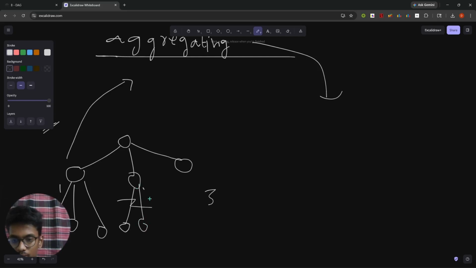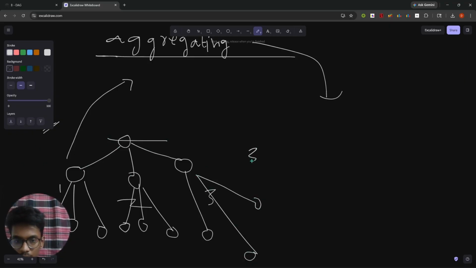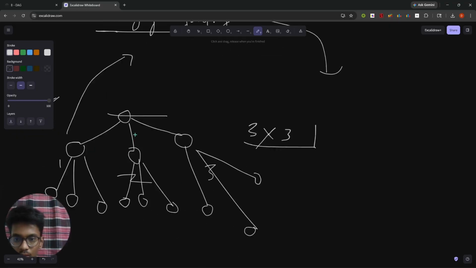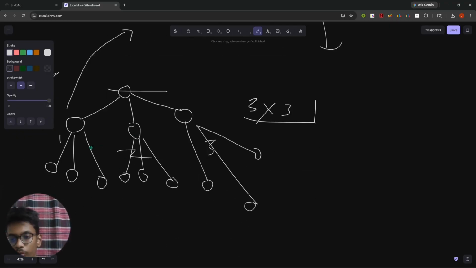Okay, how many ways is this? So here there's nothing. Three ways. Each of them have three. So this is what I'll be doing. I'm aggregating it, right? Like it's an accumulation of number of ways. So I'm basically summing up for each node.